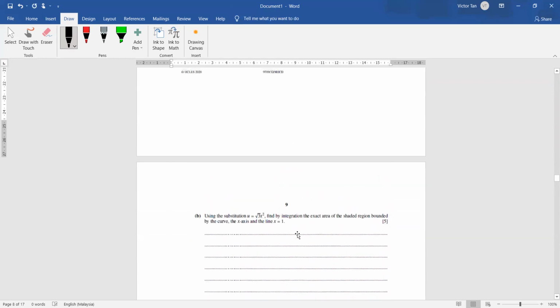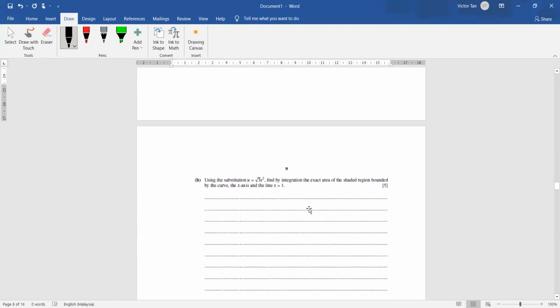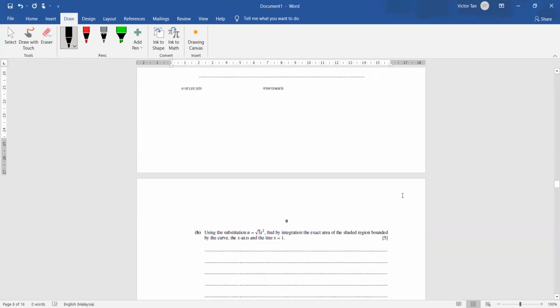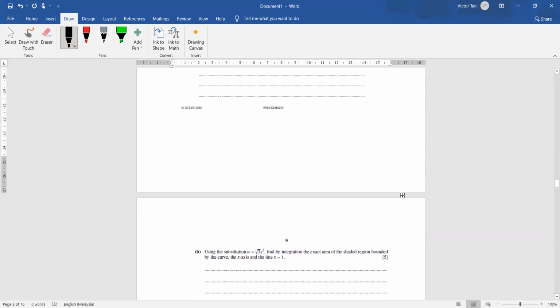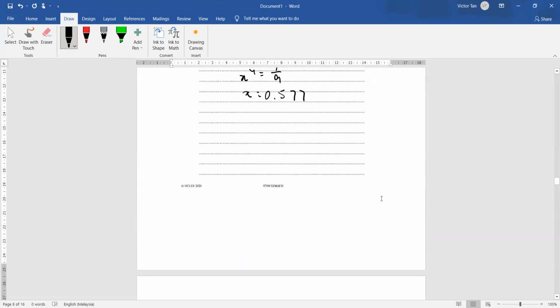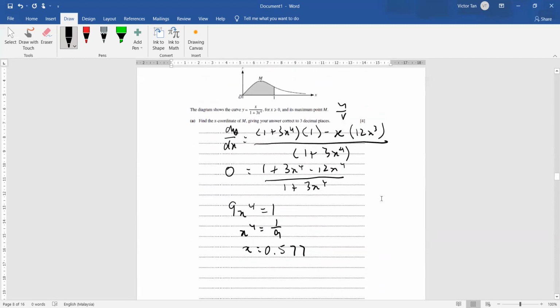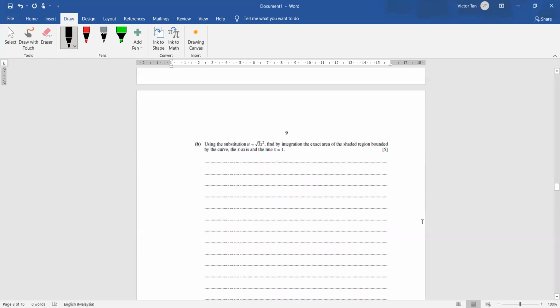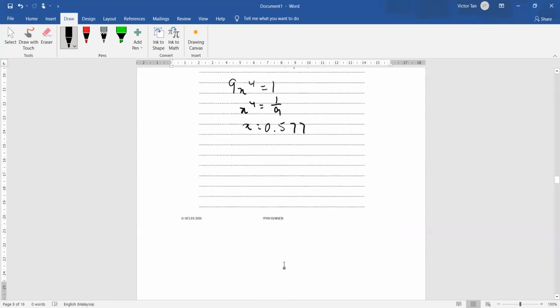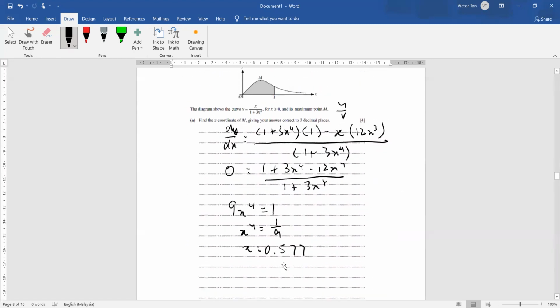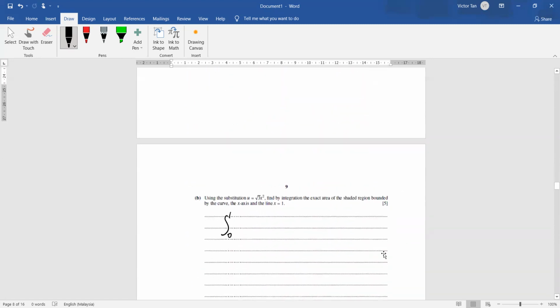This one, just now. Using the substitution u equals root 3 x squared, find by integrating the exact area of the shaded region bounded by the curve, the x-axis, and the line x equals 1. So the area is basically the integral from 0 to 1, since the line is x equals 1, of y dx. So it's x over 1 plus 3x to the power 4.